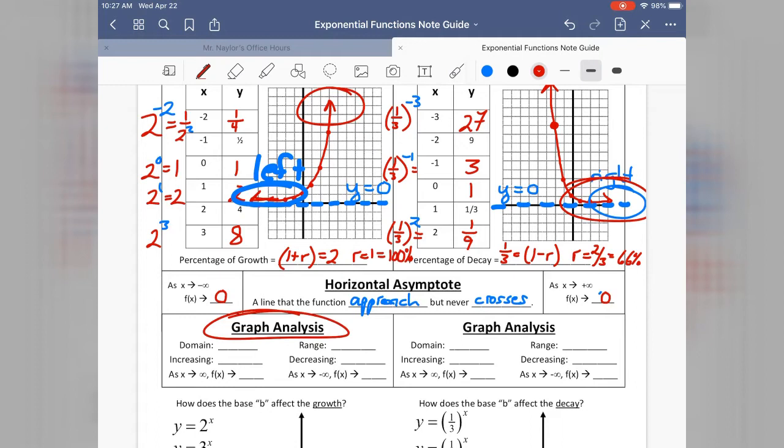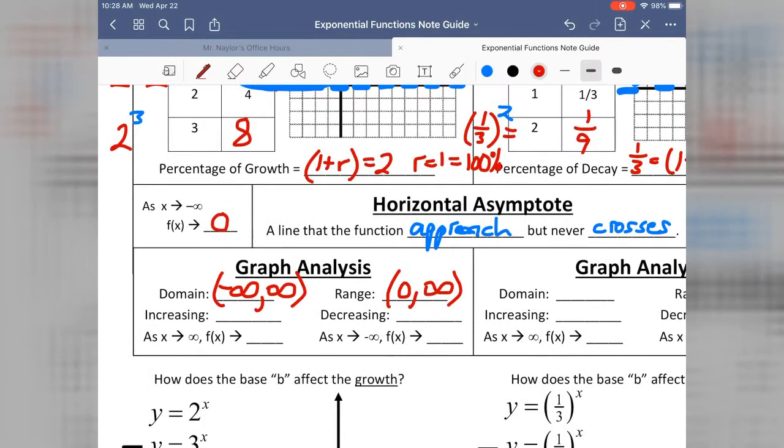We're going to do the graph analysis for the exponential growth graph. It turns out that the domain is all real numbers because you can plug any number you want in for x as the exponent. But the range, notice, is above the asymptote. So the range is all numbers greater than 0. Now, an exponential growth graph is always increasing. It's always increasing because it's growing. But, of course, it's never decreasing because, again, the base is greater than 1.